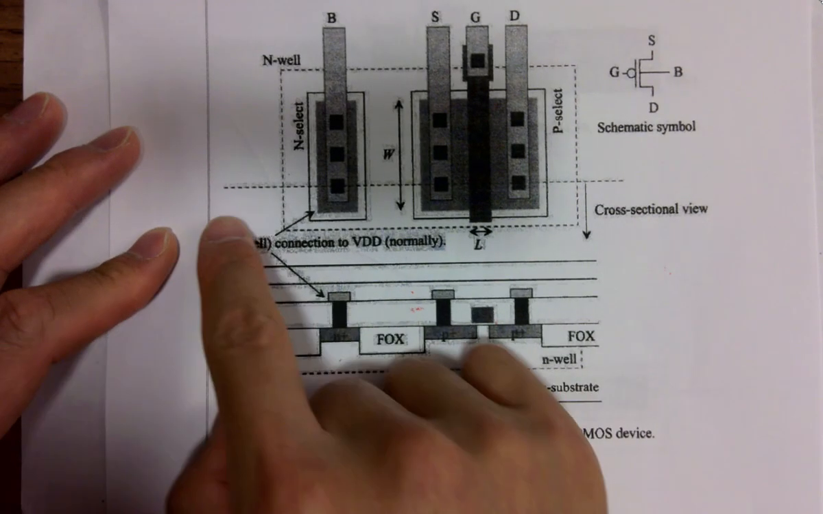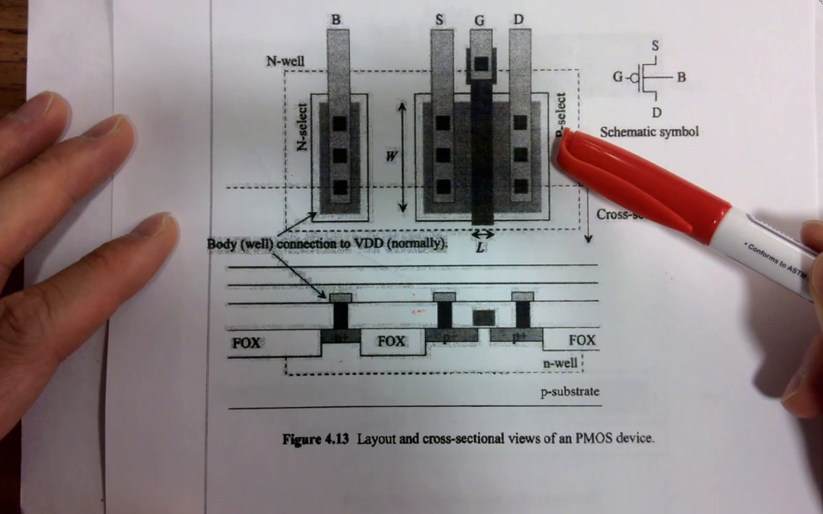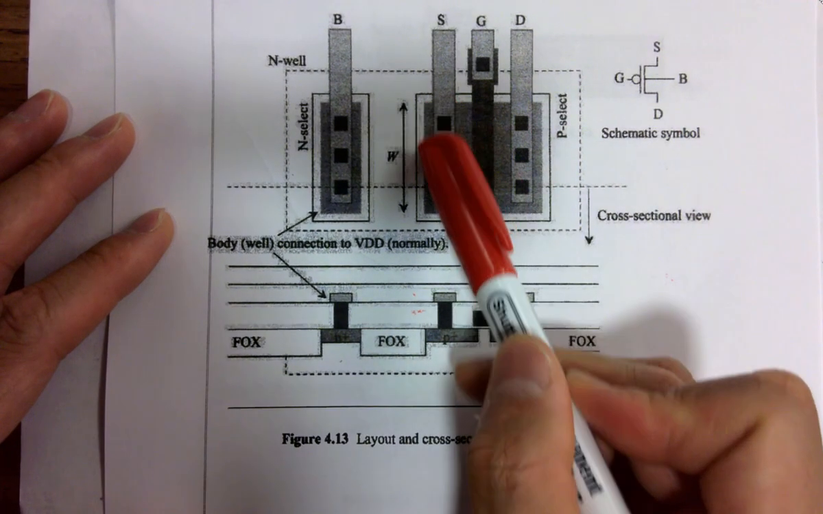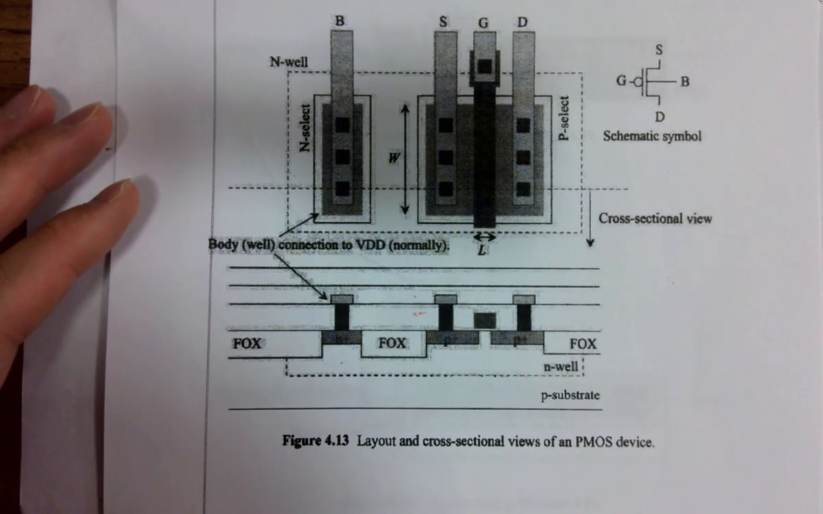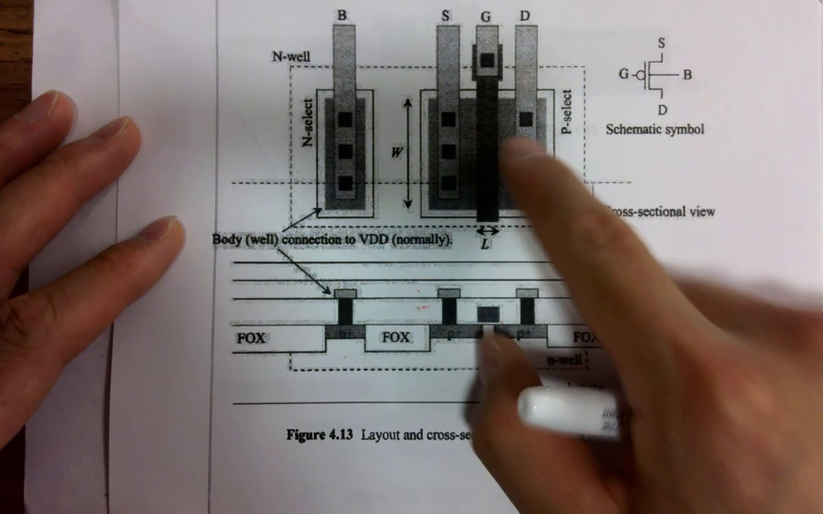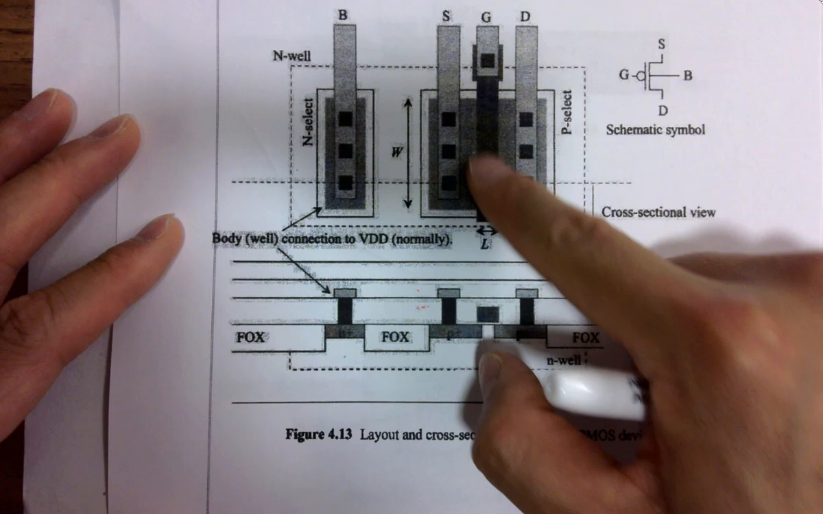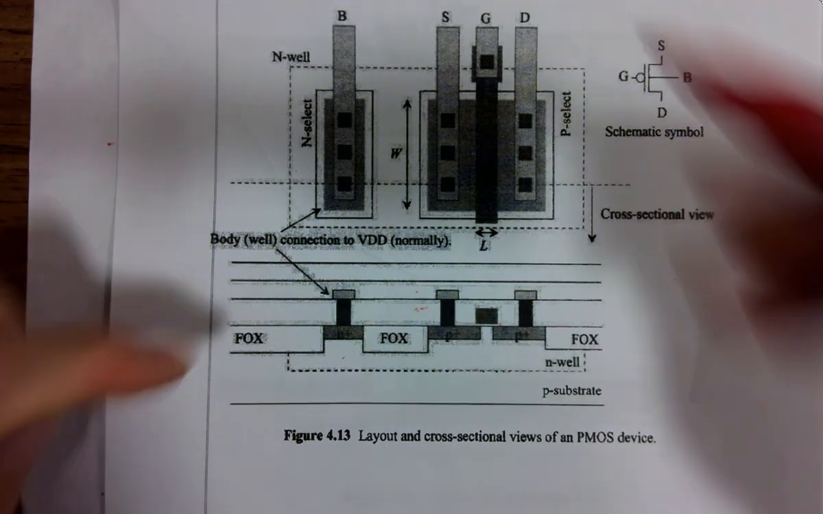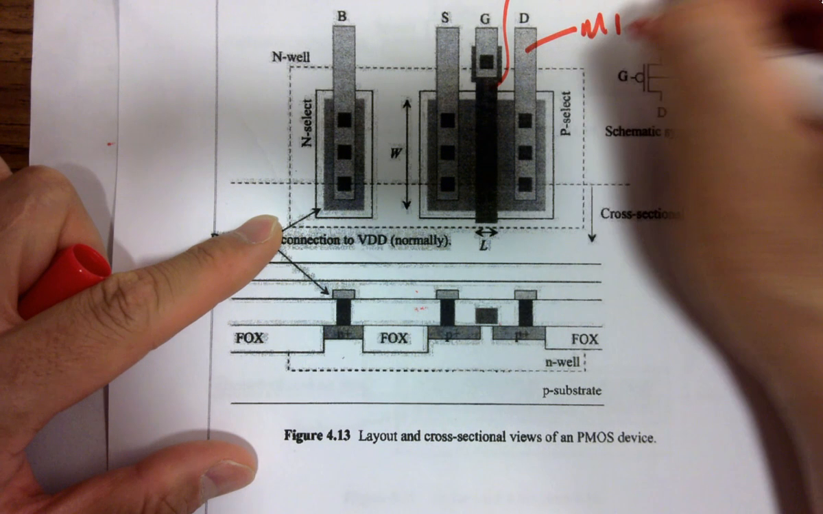So this is an example. You look at this whole thing. Here, this box is a P select. The box with a solid line outline is a P select. And these shaded areas are P act areas. So this bigger box is the P select, the smaller box is the P act. And this thing in the middle is a gate, which is the poly. It's a poly layer. It's a gate. And this is metal 1.